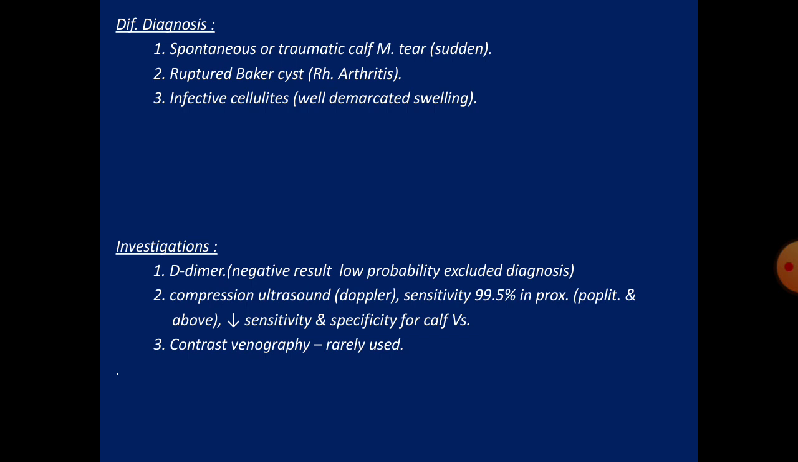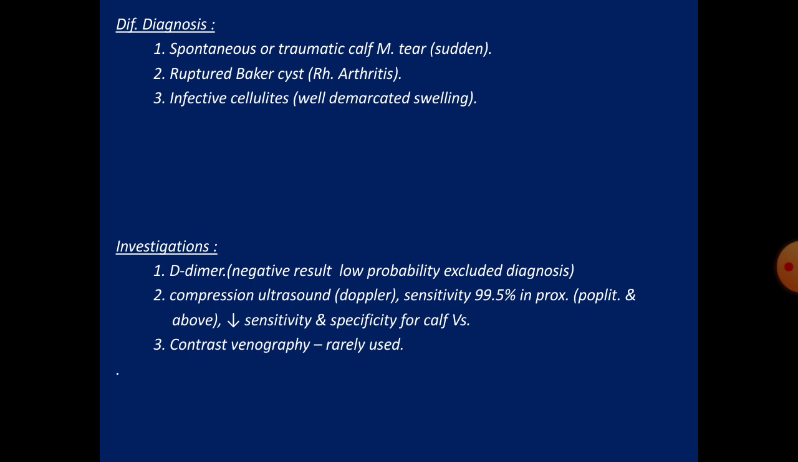These patients present with well-demarcated swelling, erythema, pain and tenderness. So to investigate this patient, we start with the D-dimer, and this D-dimer is usually done for those patients who have low probability, and if the patient has low probability and a negative test, this excludes the diagnosis.